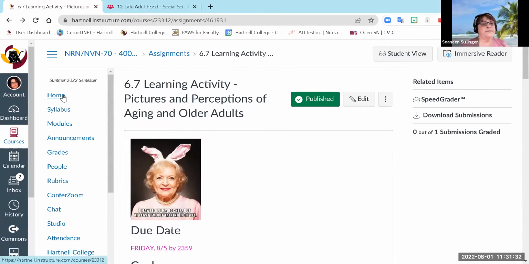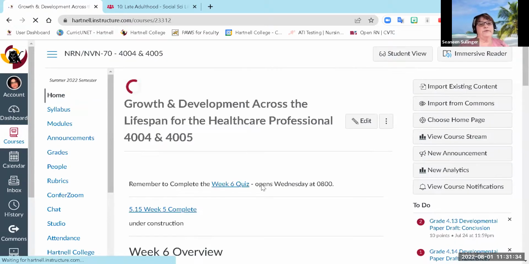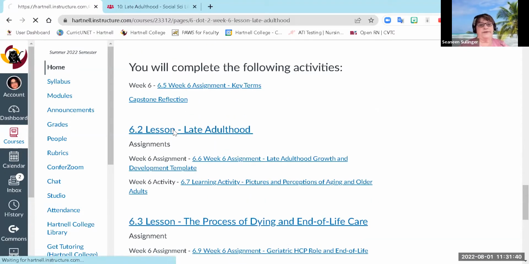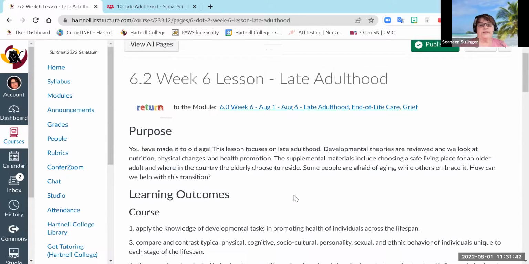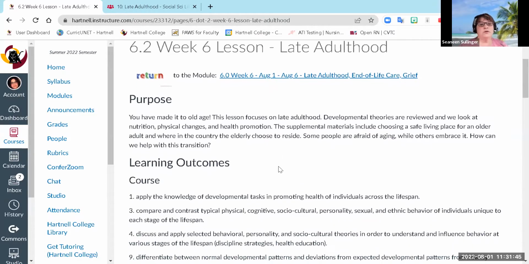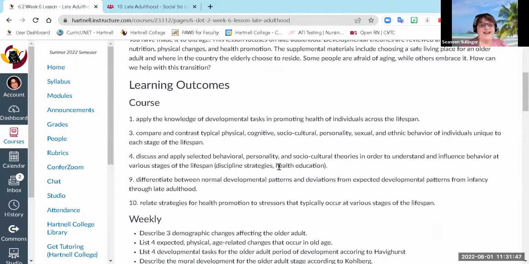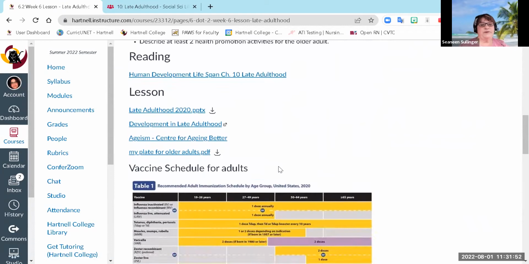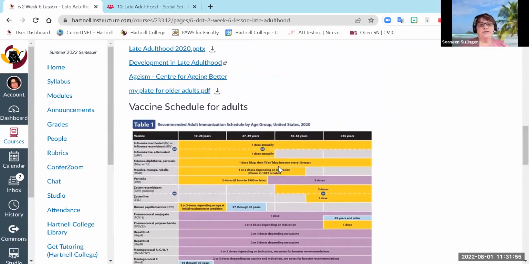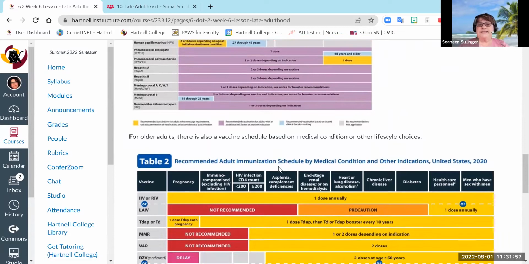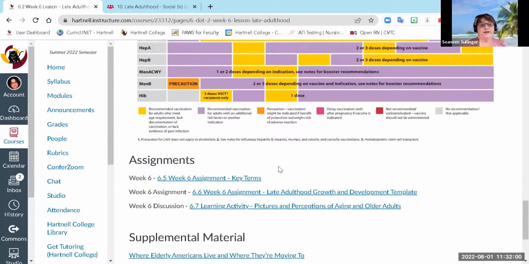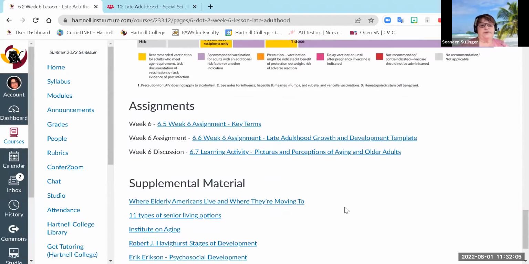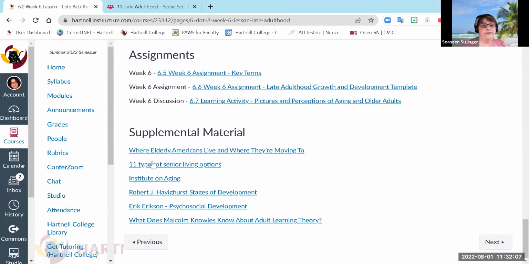All right, so let's go back to the overview, and we will look at that lesson on late adulthood. There's the lesson. This will take you back to the module, and you made it to old age. Yay! There's your weekly outcomes, your reading. There's more information about late adulthood. Vaccine schedules. Who knew that there were all these different kinds of vaccines? There's your template, your key terms, pictures of perceptions, any supplemental materials are all here.